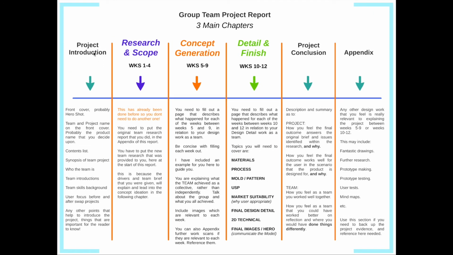You'll need to write a project introduction to the report that explains what the project's about. There's a few things down here to think about as well: who the team is, team introductions, team skills background, and a project conclusion. So how you feel the final project answers the brief, how you feel the final project works well for the user and why, and a little bit about the team in terms of what you could have done differently and what you could have done better when you're working as a group, and of course your appendix. So there's quite a lot of work here.